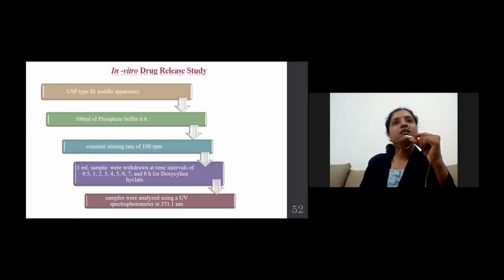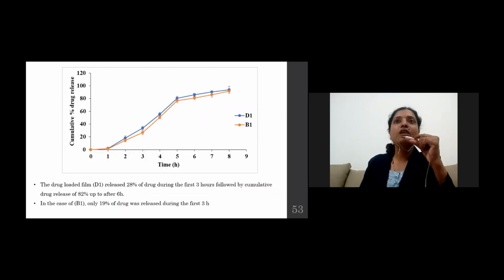In vitro drug release studies were carried out by USP type 2 dissolution apparatus using phosphate buffer 6.8. The volume was 100 ml, and the samples were removed over a period of 8 hours. So this is the data for the dissolution study for the bilayer as well as the primary layer. Bilayer shows more sustained release as compared to the primary layer. Almost 82% of the drug is released from the primary layer within 6 hours.